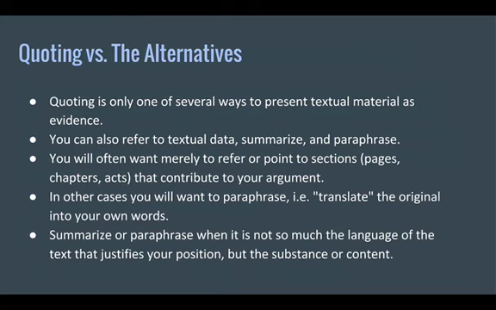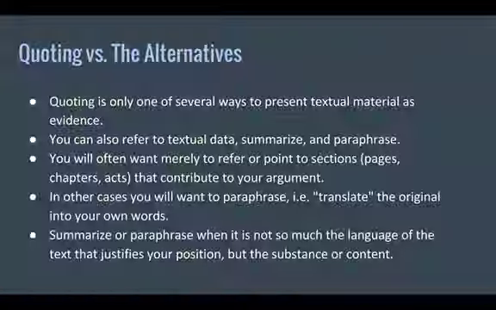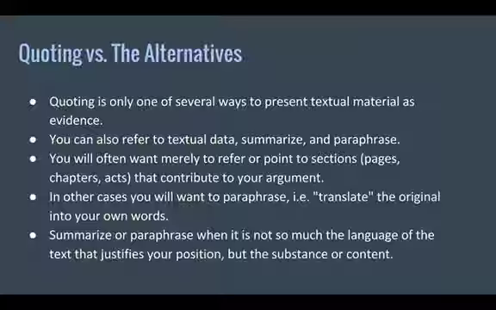So, quoting is one thing that we do, but there are alternatives to quoting to present textual material as evidence for our arguments. You can refer to textual data, you can summarize, you can paraphrase. Sometimes you might just want to refer to points or sections in a piece, such as saying, in Act 2, this happens. That doesn't require that you use a quote. You can just refer to sections or chapters or pages in a book. In other cases, you'll just want to paraphrase or translate the text in your own words. That's called paraphrasing, and then summarizing is kind of a broader version of paraphrasing.